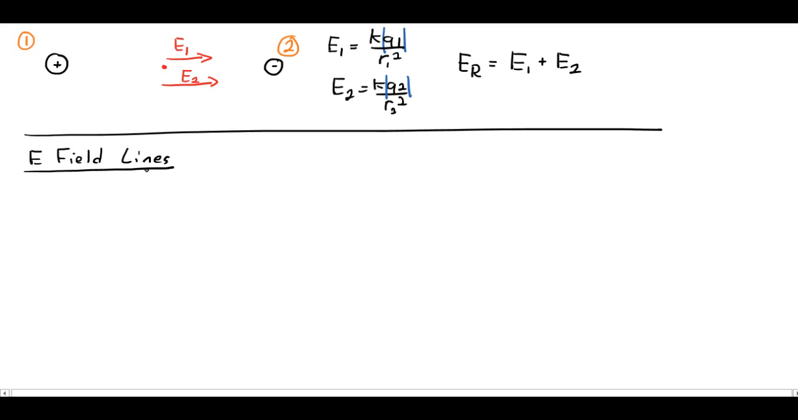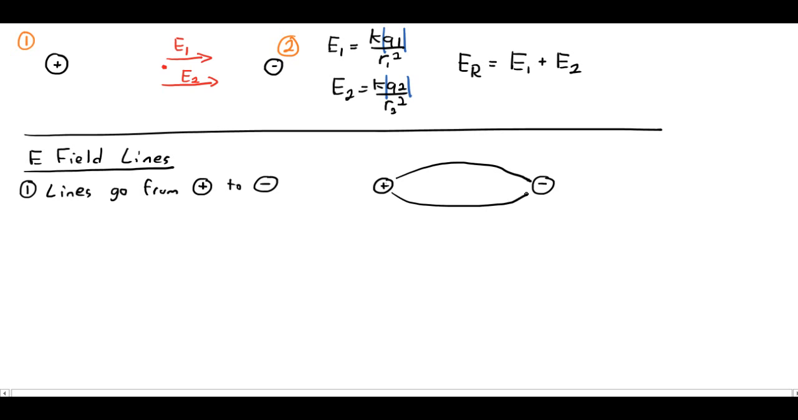So we have 4 short rules to electric field lines. The first one is that electric field lines always go from positive to negative charges. So in other words, if we have a positive charge and a negative charge side by side, our field lines are going to look like such. And we'll put arrows to indicate that they're going from positive to negative.